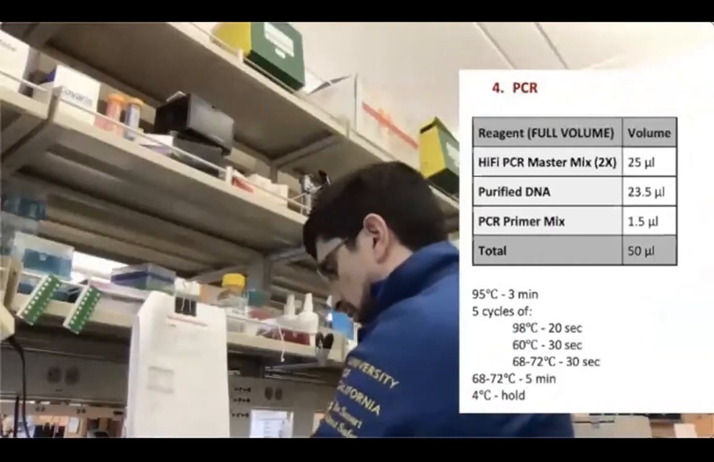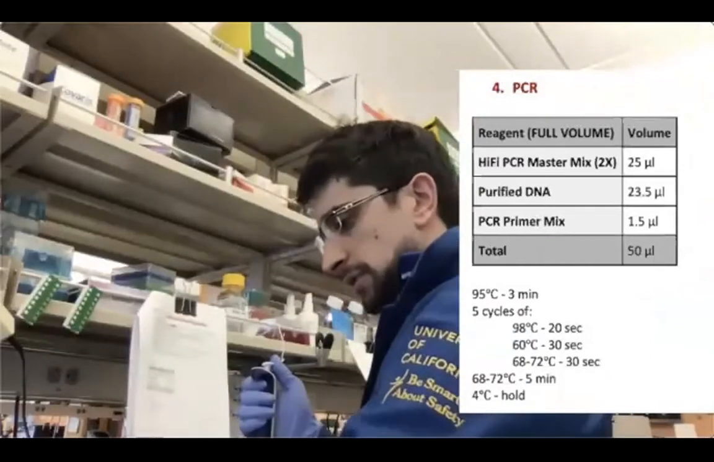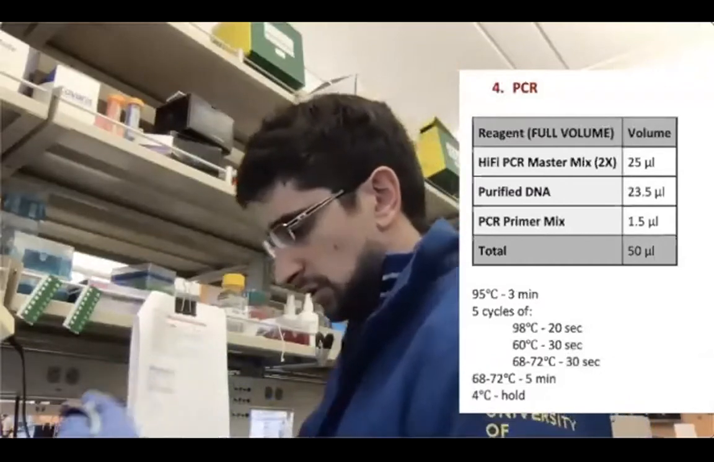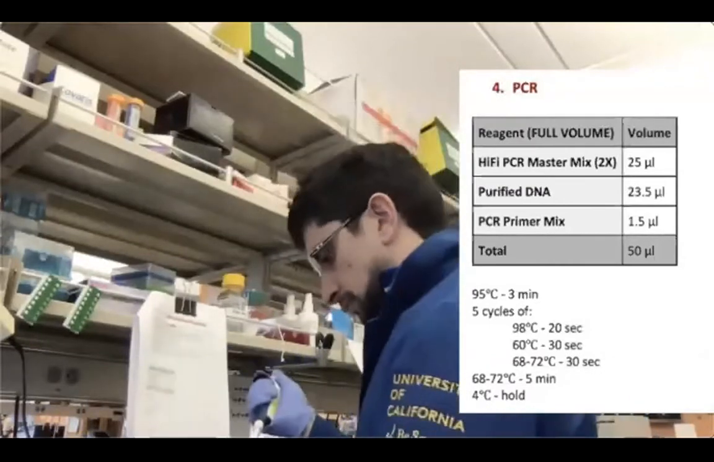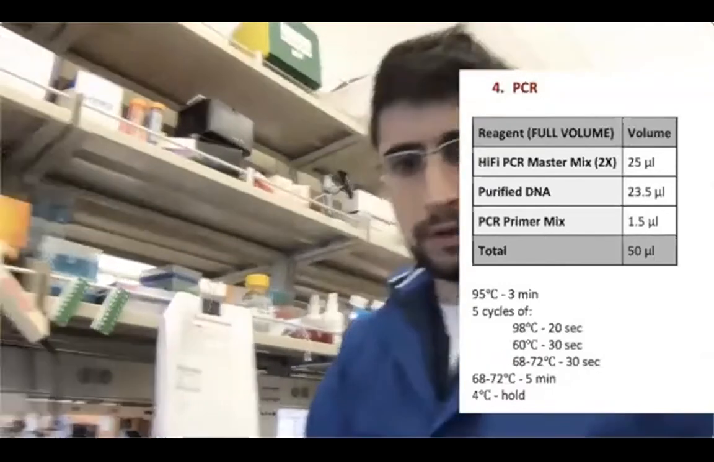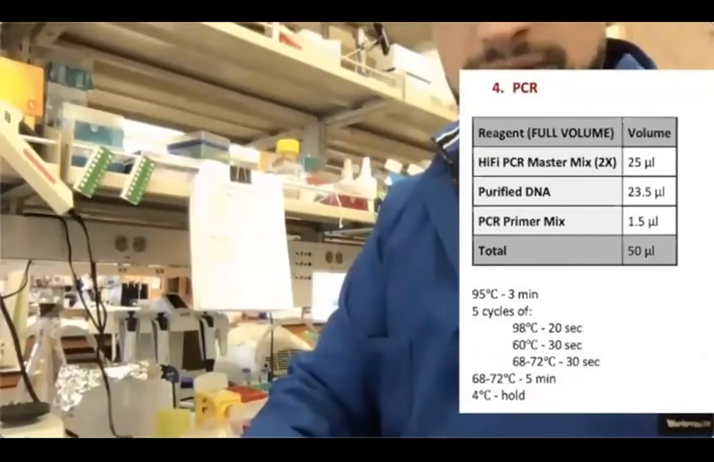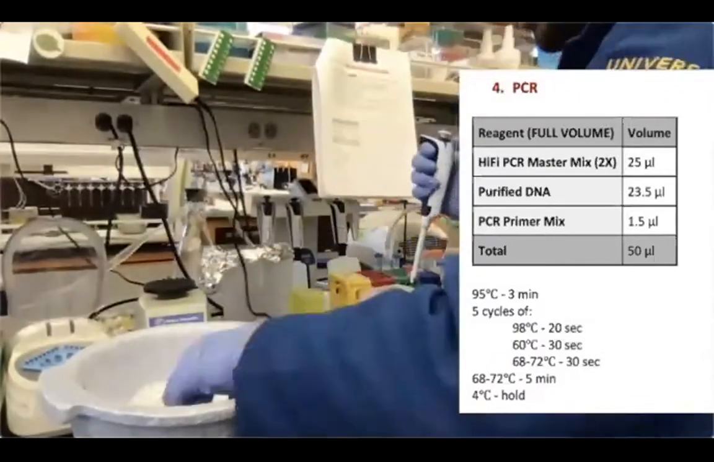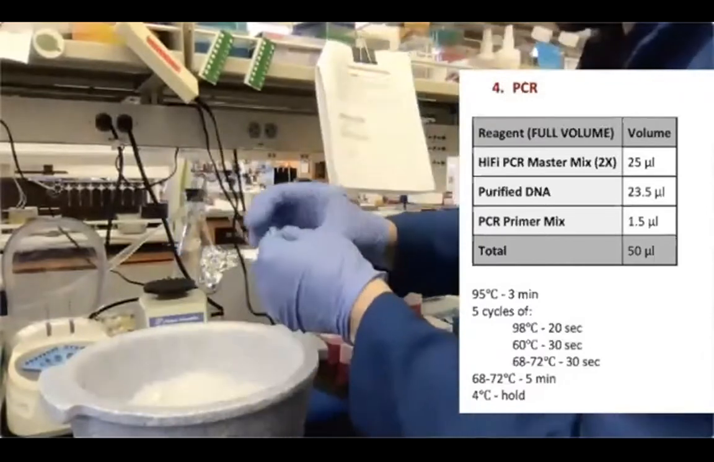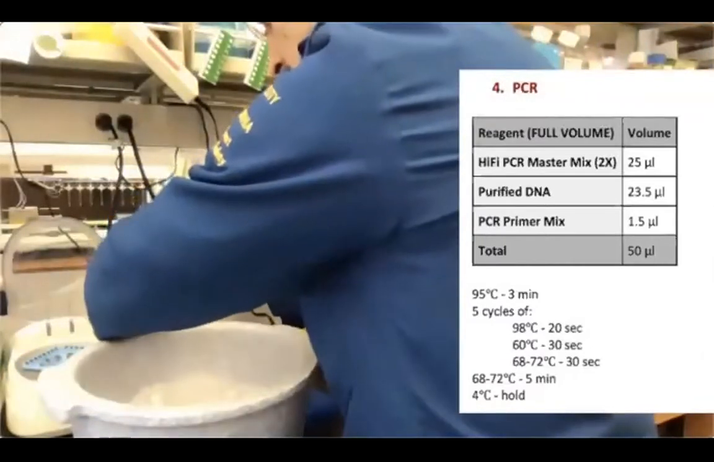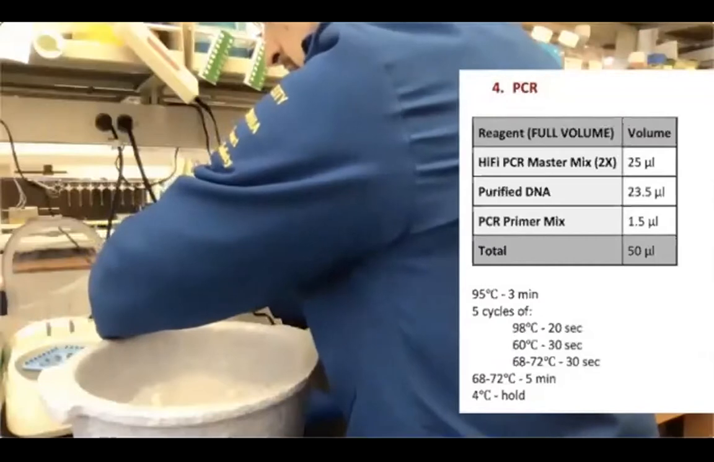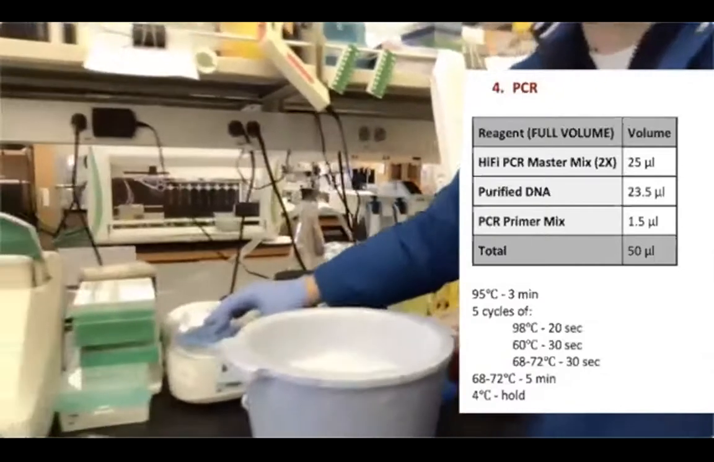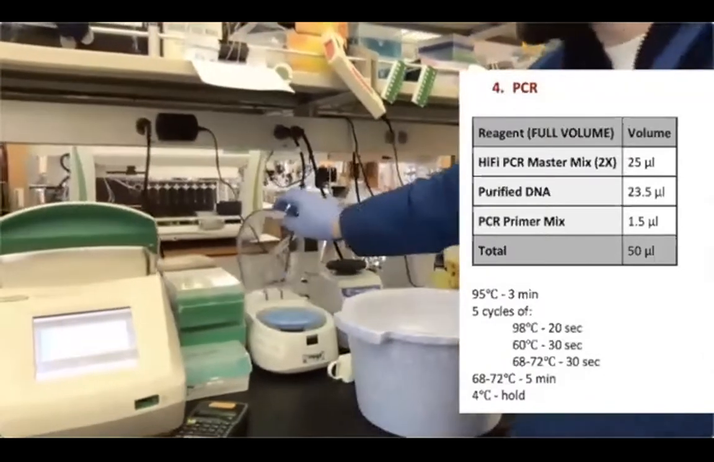We are adding the PCR primers. It's 1.5 microliters each. And then we are adding the PCR master mix, 25 microliters each. Closing the tubes. Vortexing, spinning down, and our volume for the PCR is 50 microliters.